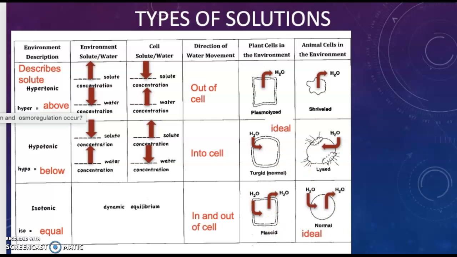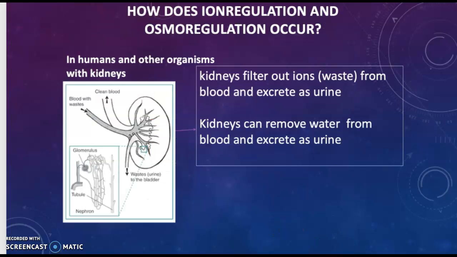Now, let's talk about osmoregulation, which is the regulation of water, and what happens when bad things happen to us in these sorts of situations. So, in us and other organisms with kidneys, our kidneys actually filter out the extra solute from the blood and the solvent and excrete it as urine.